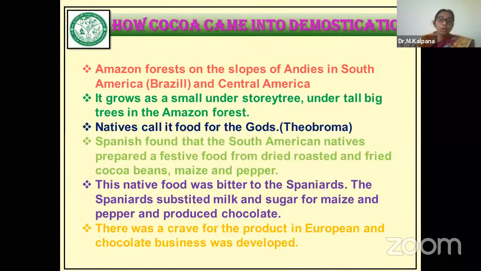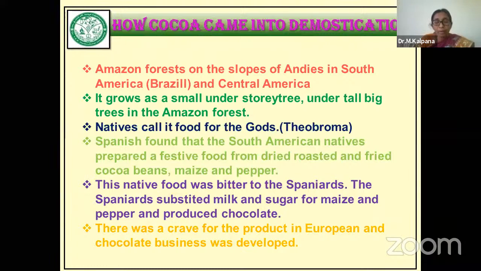Then I already told that this crop is a small understorey tree which grows under tall big trees in the Amazon forest. The Central American people called it the food of gods, and they used to make a festive drink from the dried, roasted and fried beans along with maize and pepper.